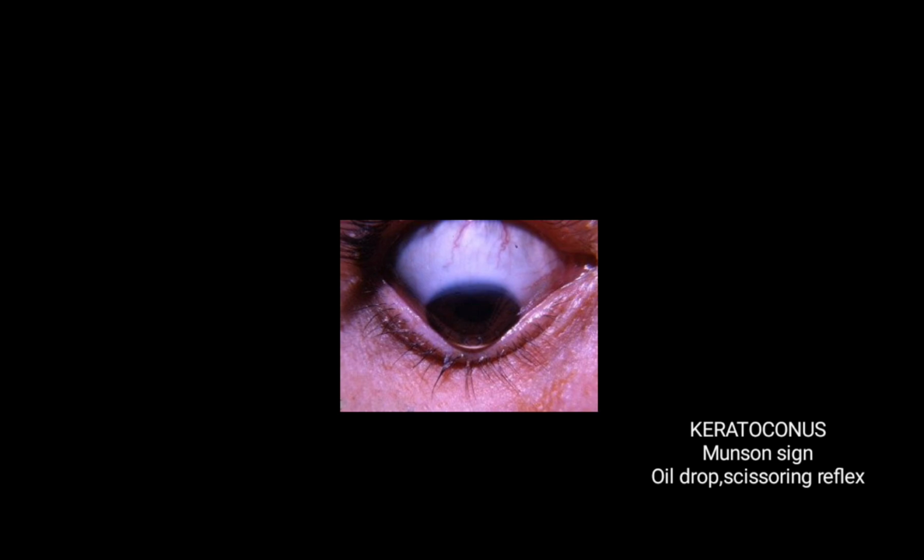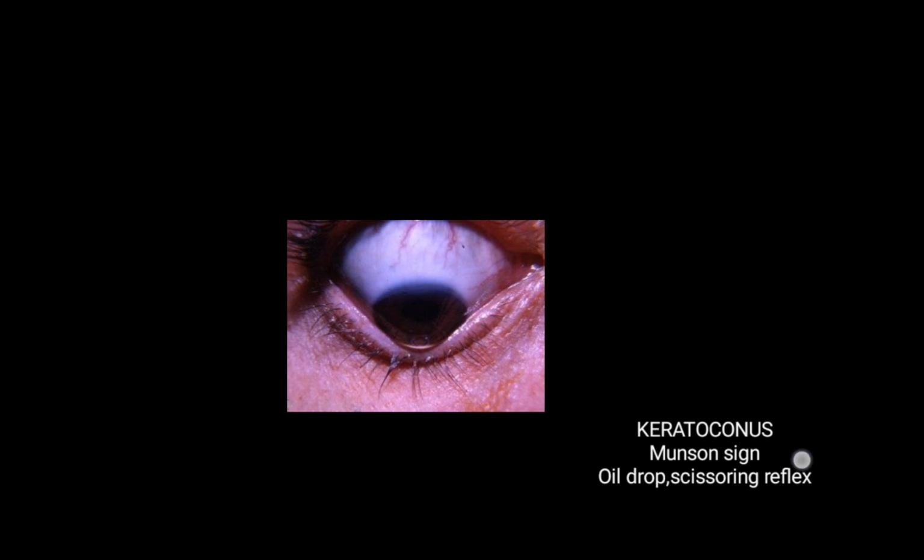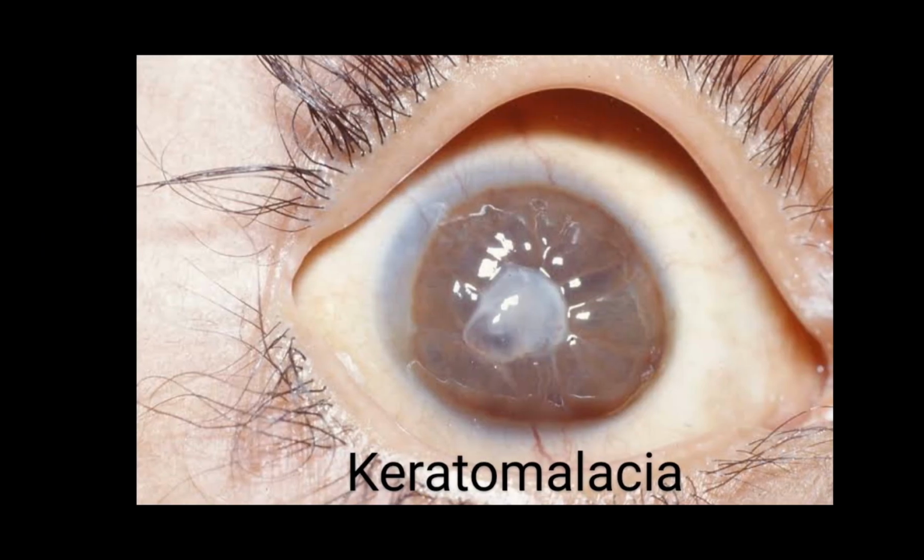Then the next image is of keratoconus, and the classical words which will be used for keratoconus are Munson sign and oil drop or scissoring reflex. Then this image is of keratomalacia. Kerato means cornea and malacia means weakness. Weakness of the corneal tissues. So in this, the corneal region will be degraded due to weakness.